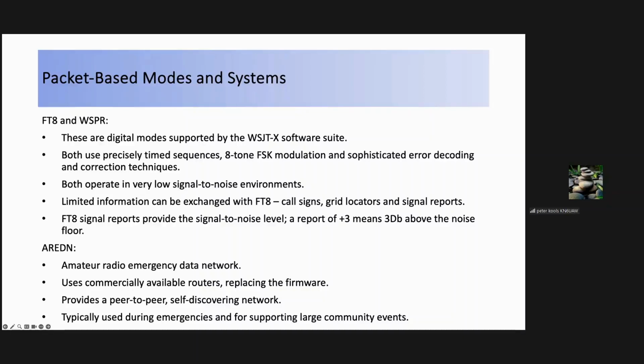One of the limitations of FT8 is that the information that can be exchanged is pretty limited. It's call signs, grid locators, and signal reports. For FT8 in particular, the signal report is specifically the signal to noise level. So a report of +3 means 3 dB above the noise floor for your signal.